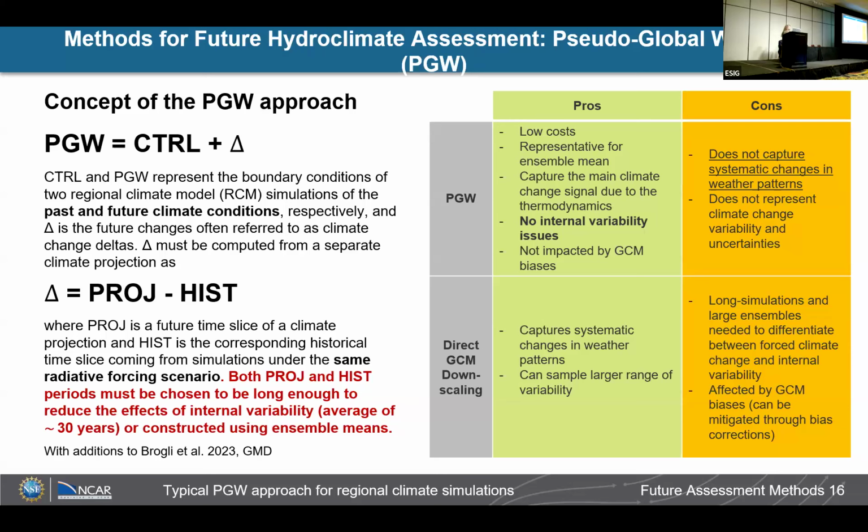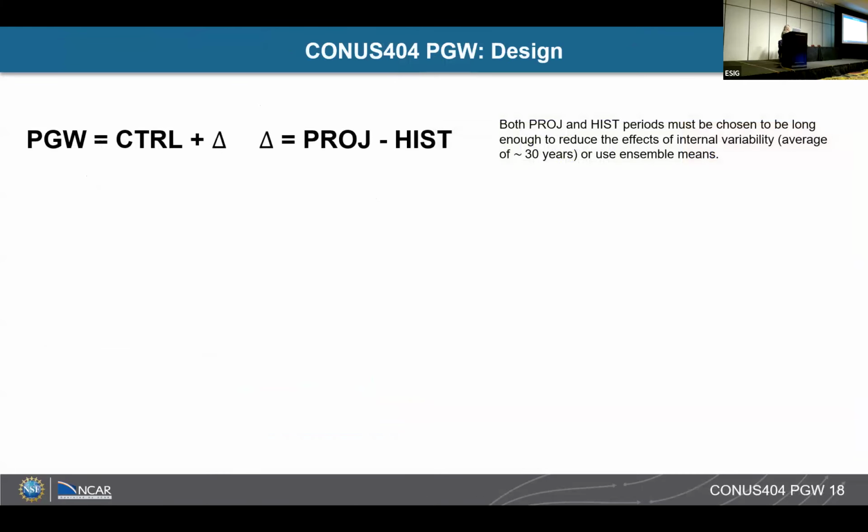It, however, on the con side, does not capture systematic changes in weather patterns, and that's one of the strengths of the direct downscaling from the GCMs. But it also doesn't represent climate change variability and uncertainties in the ways we would really like. Okay, so what does this mean for our data set?